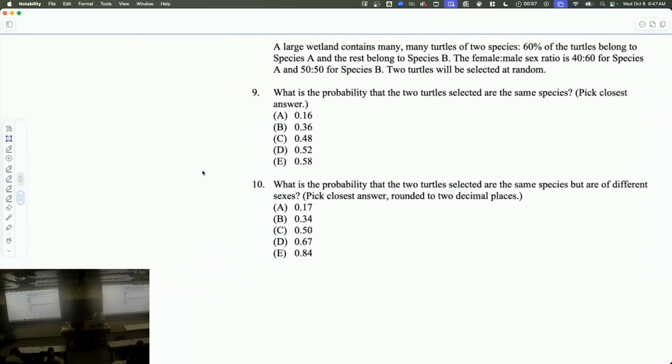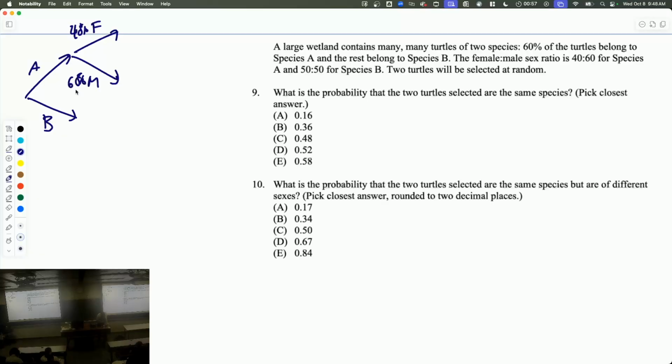Okay, so there's species A and species B in my probability tree. And then it splits up as female, male, and this is 40% and this is 60%. Species A is 60%, okay. And species B is 50-50. I guess this is 40, and then this one is 50-50. Okay, so there's the little tree that goes with the story, unless I made a mistake.